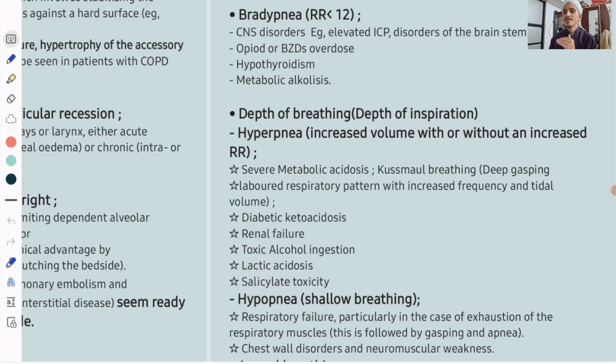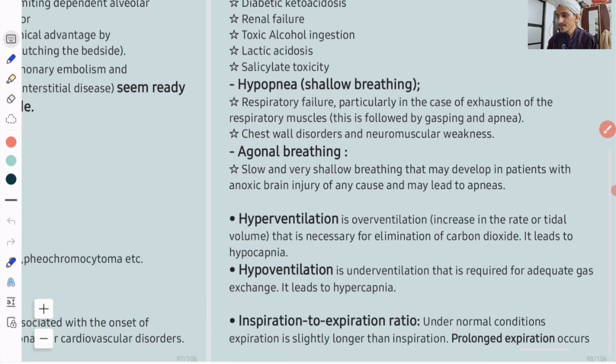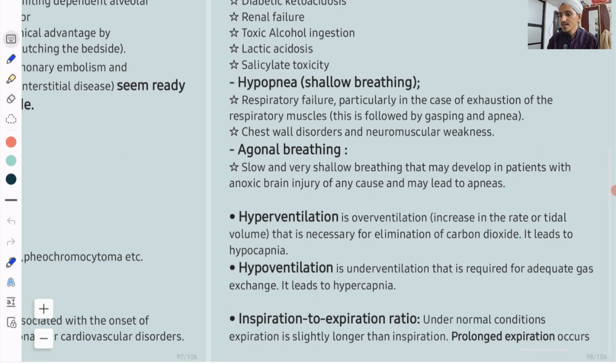Hypopnea is shallow breathing, meaning the patient will say, I am not able to take a deep breath. This is the complaint from the patient: my breathing is superficial, I am taking a superficial breath. So what will happen here? Hypopnea, shallow breathing, you can see in respiratory failure, particularly in exhaustion of the respiratory muscles.